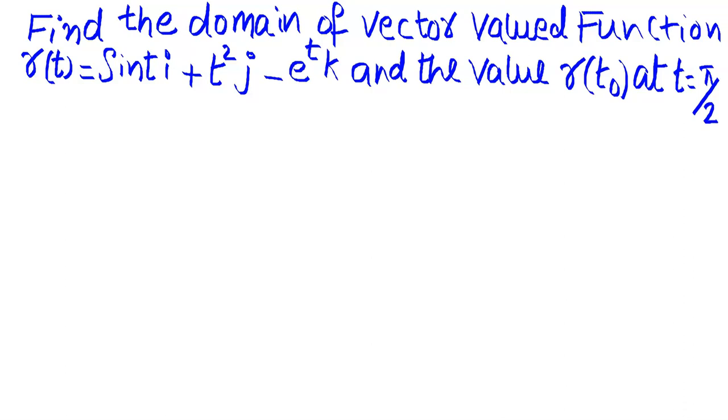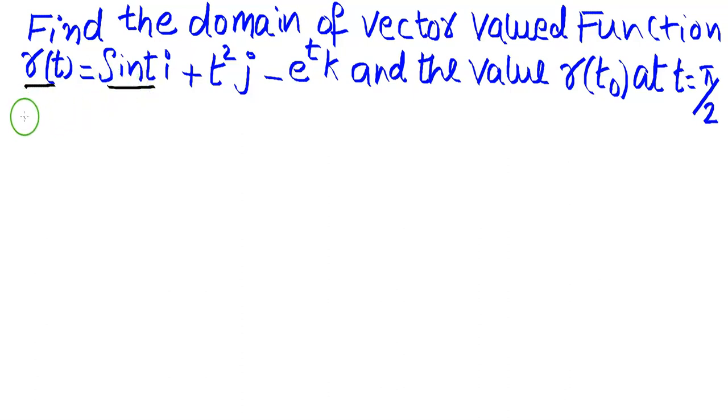First question. Find the domain of vector valued function r of t is equal to sin t i plus t square j minus e raised to t k, and the value r of t naught at t naught is equal to pi by 2.